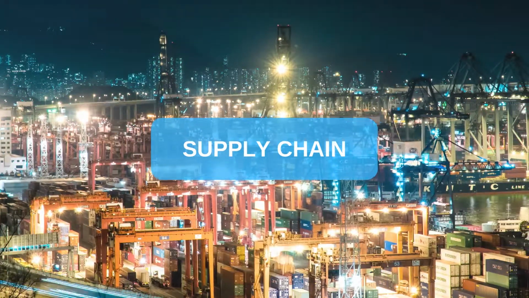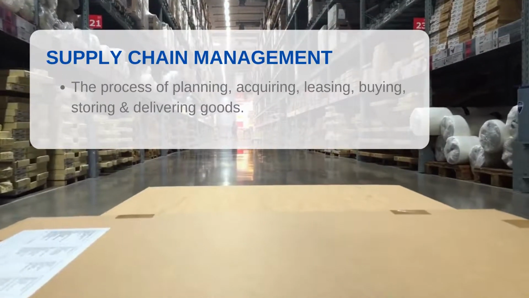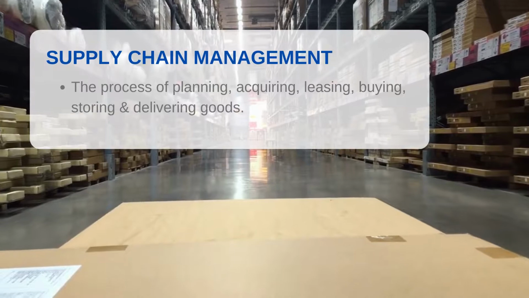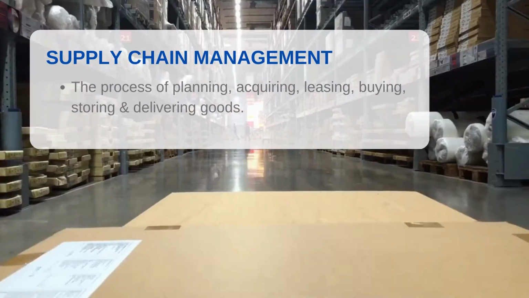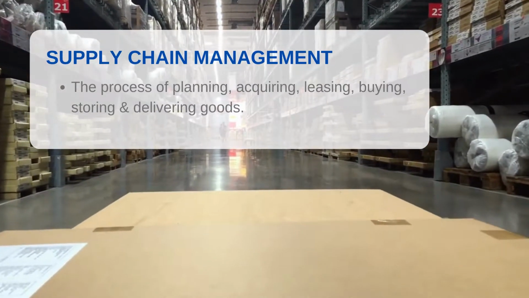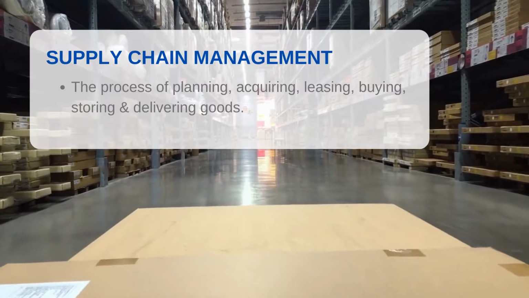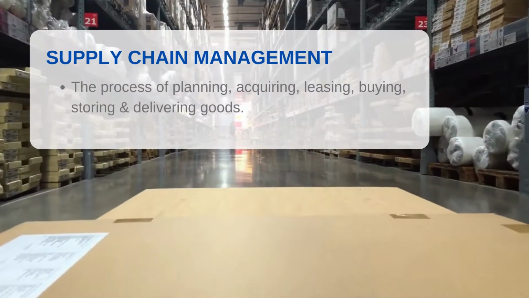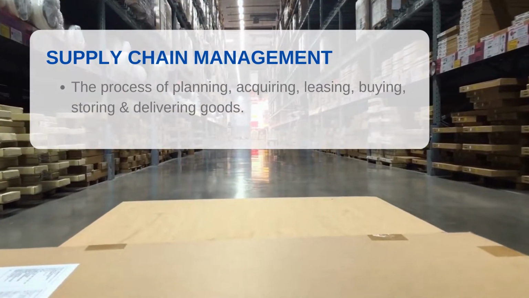Supply chain. The supply chain process incorporates the management of planning, acquiring, leasing, buying, storing, and delivering of products for an organization. It is often such a complex process, and because of that, there is a lot of room for error. However, there is also a lot of room for opportunity for an organization to maximize efficiency. In this video, we'll review areas of opportunity to reduce risks and maximize efficiency.